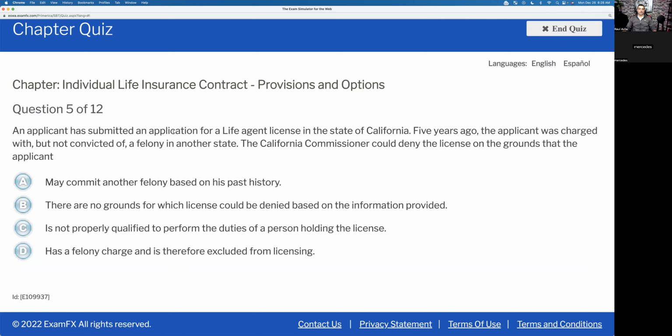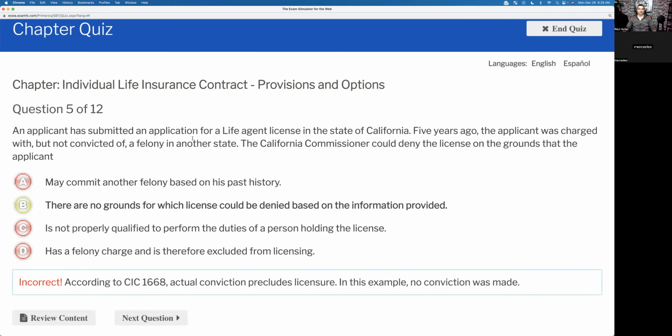An applicant has submitted an application for a life agent license in the state of California. 5 years ago, the applicant was charged with but not convicted of a felony in another state. The California commissioner would deny the license on the grounds that the applicant what? There are no grounds. I don't think it's A. Not A. I'm gonna go with D.